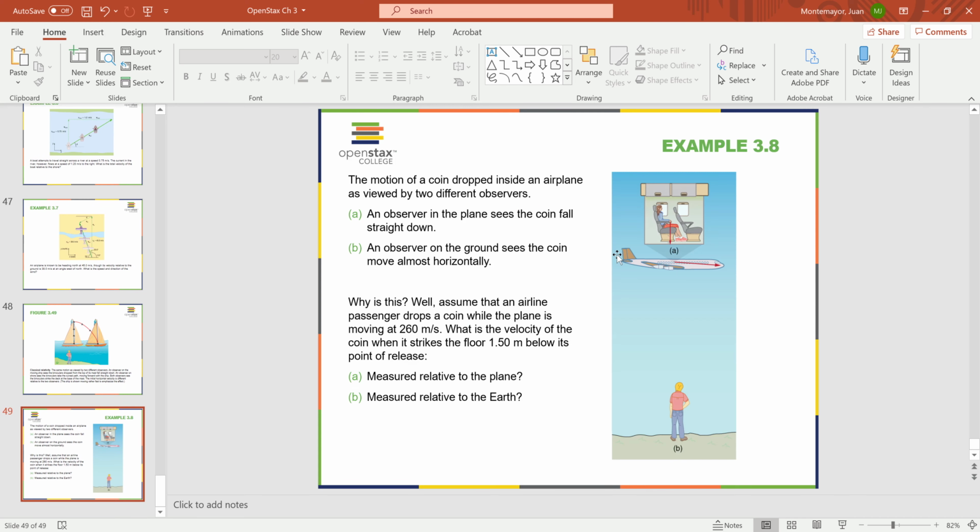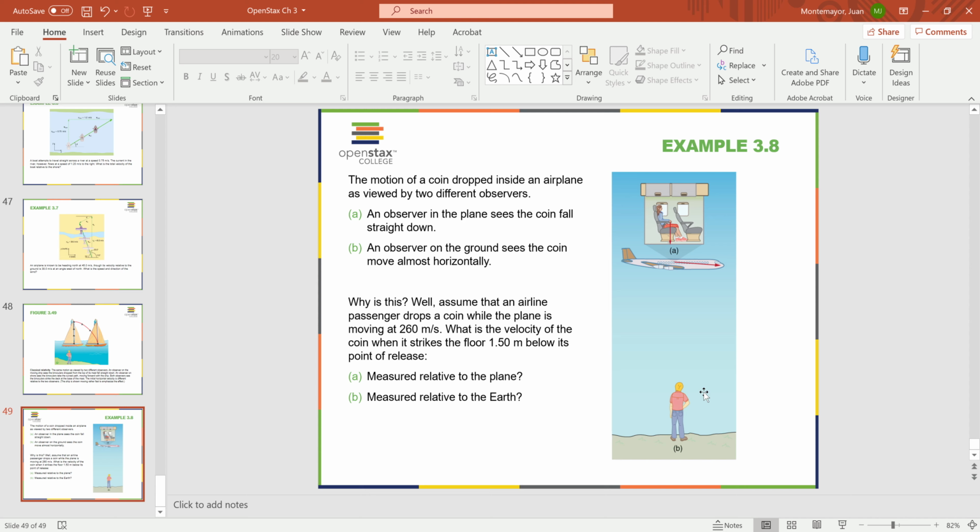So for our last slide here, we have the motion of a coin dropped inside of an airplane as viewed by two different observers again. For observer A, which is here, an observer in the airplane sees the coin fall straight down. For B, which is down here, an observer on the ground sees the coin almost fall horizontally, almost.